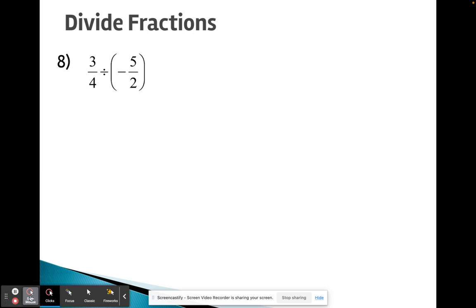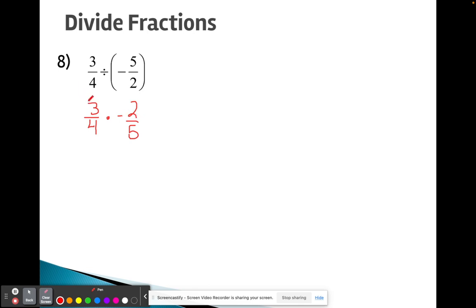Let's do a quick practice. 3/4, keep. Divide, I switch to times. I'm going to try to use a dot. And flip my second one. You can keep the negative sign out in front. You can put it with either numerator or denominator. In front's usually the best bet. Keep, switch, flip.